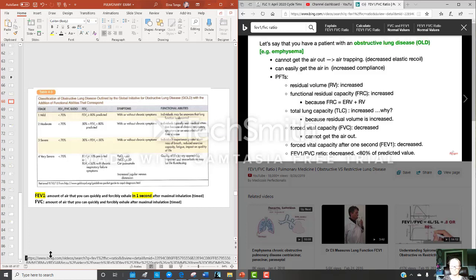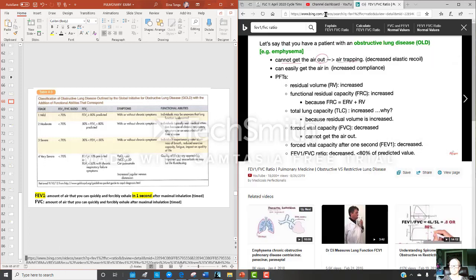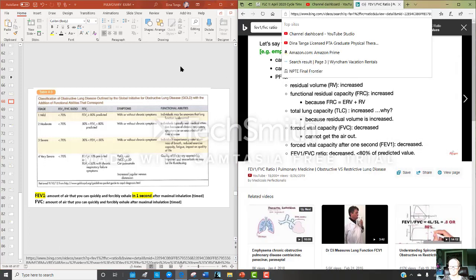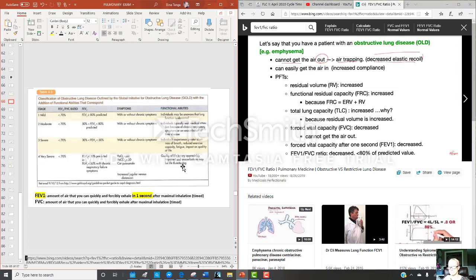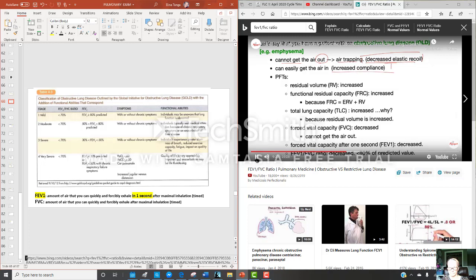Let's dig deeper into obstructive lung disease such as emphysema, which is a COPD, chronic obstructive pulmonary disease. The patient cannot get the air out, leading to air trapping. That's why the patient has a barrel chest. This has decreased elastic recoil because you have destroyed all of the elastin fibers.